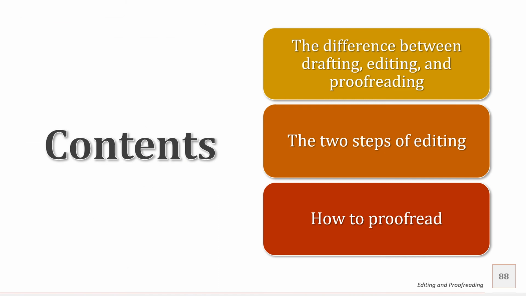This unit will cover three main sections. First, you'll be introduced to the differences between drafting, editing, and proofreading. Second, we'll go over the 2 steps involved in the editing process. And finally, we'll provide some tips on how exactly to proofread your writing.